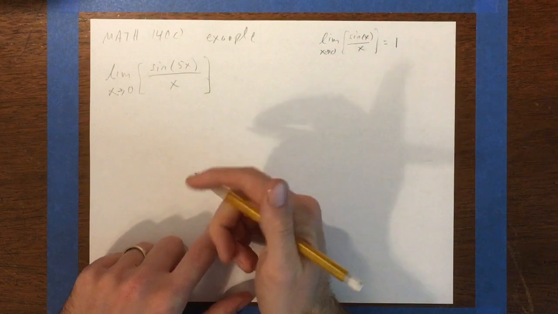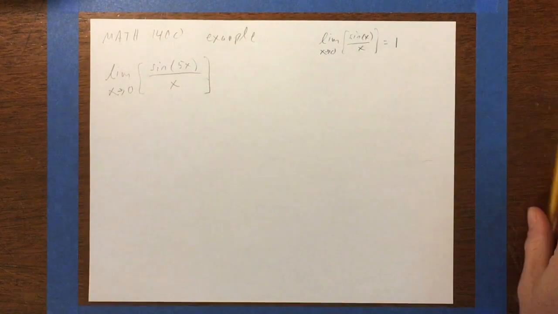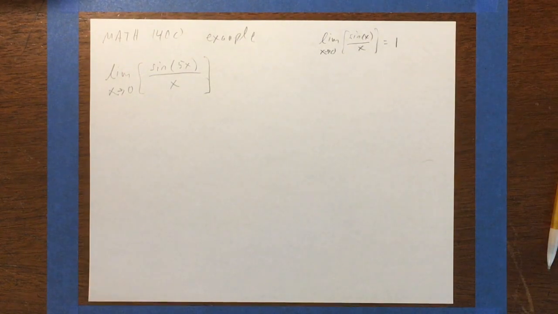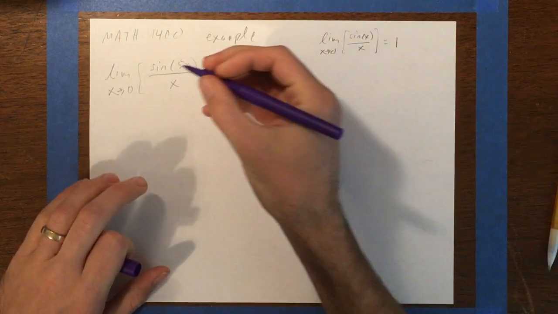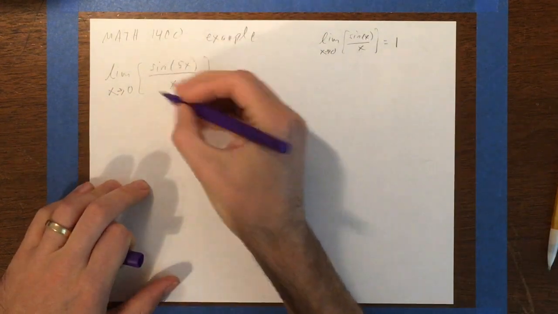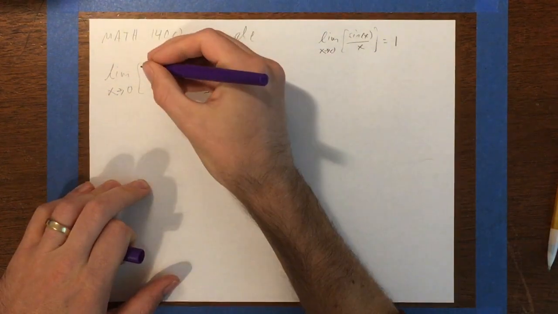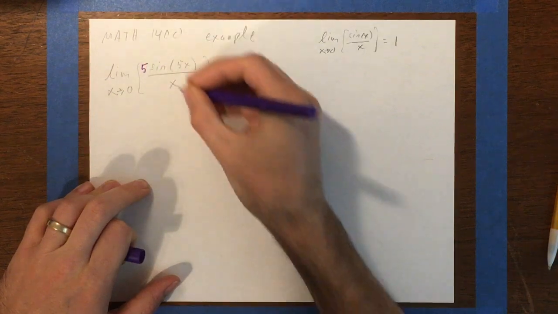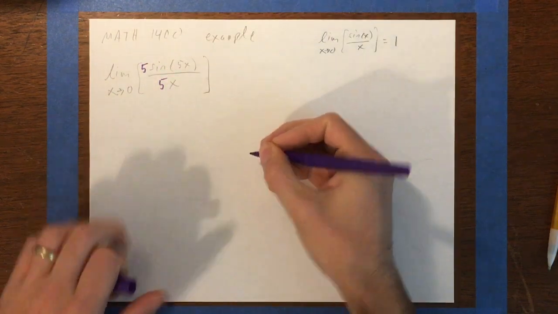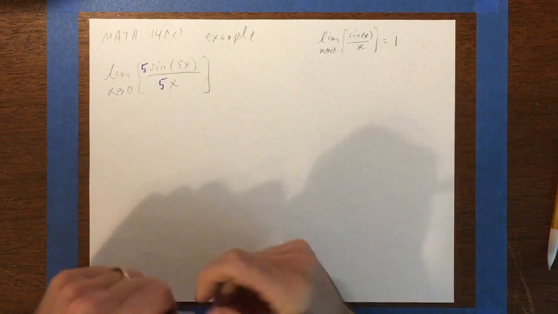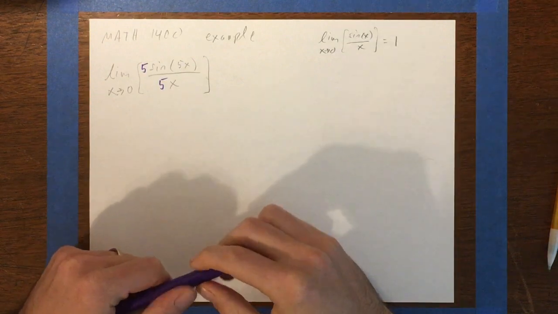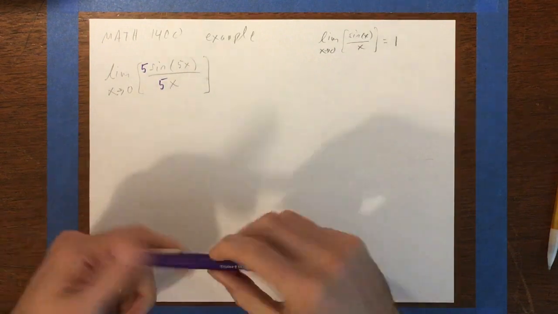So there's another way around this, which is to multiply this function by 5 over 5. So I'm going to put a 5 in the numerator and a 5 in the denominator. I think you can all agree that that's still equal to the original function, and therefore it is equivalent.